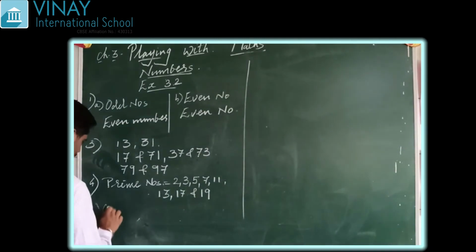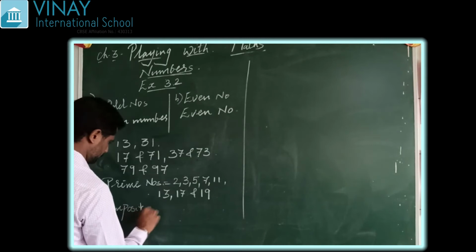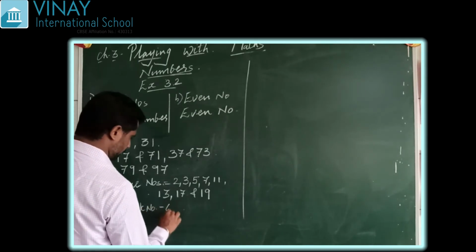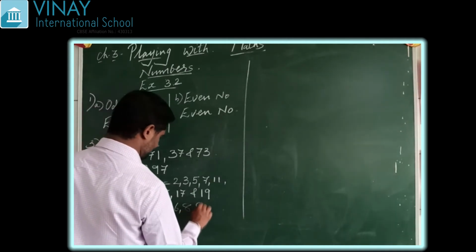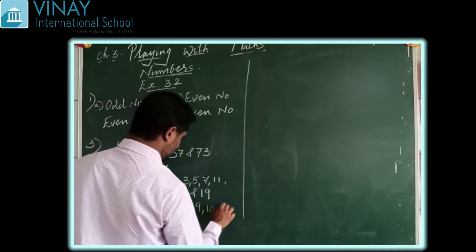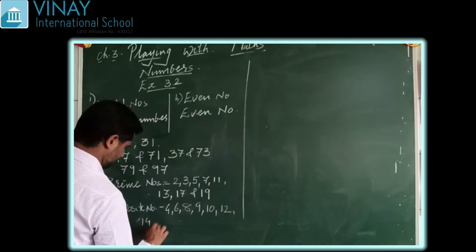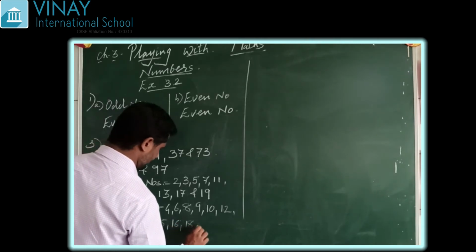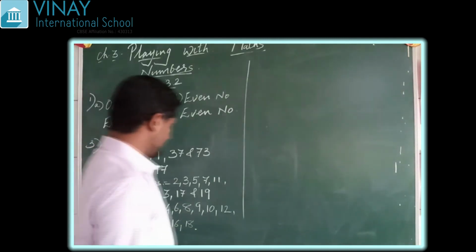Now composite numbers: 4, 6, 8, 9, 10, 12, 14, 15, 16, 18. These are the composite numbers less than 20.